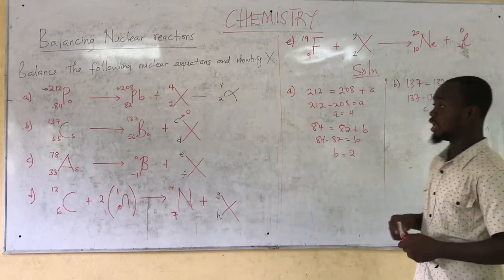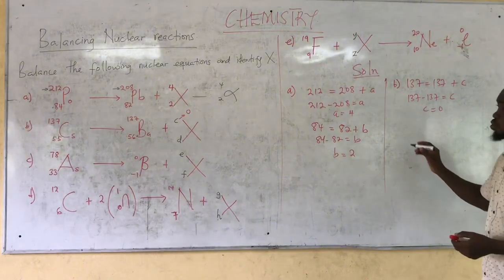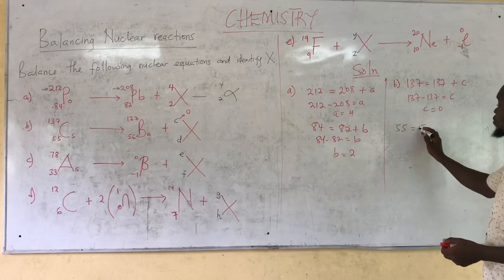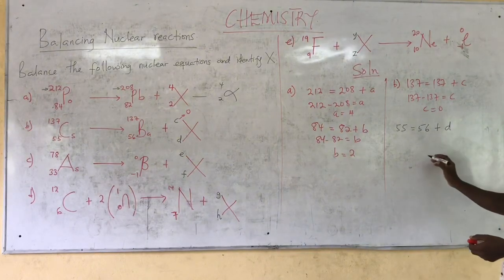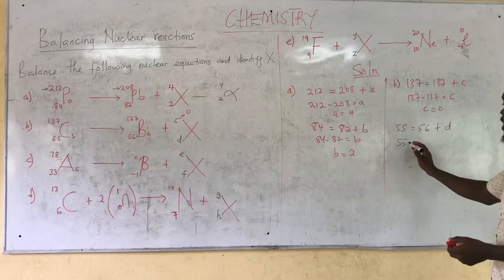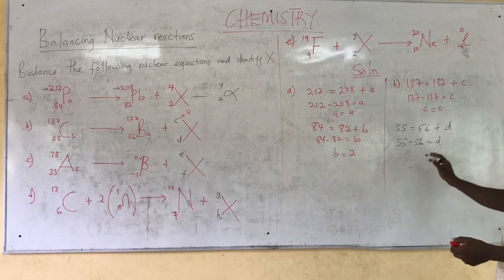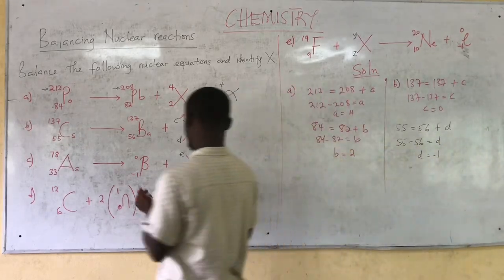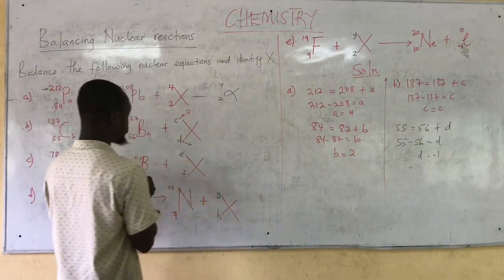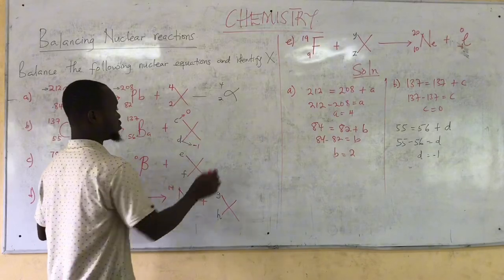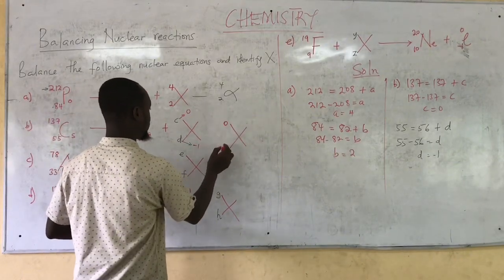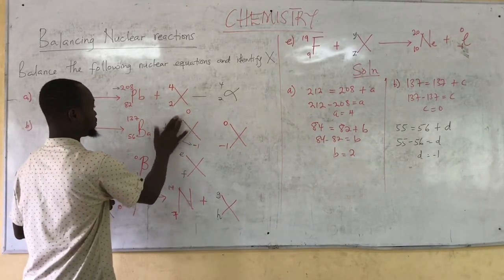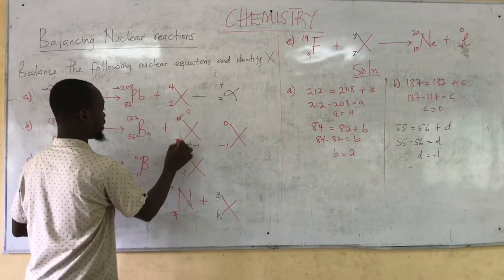Is that okay? Now let's move on to the proton number. So with atomic number, we have 55 must be equal to 56 plus D. So we just make D the subject. We have 55 minus 56, and that is equal to D. Therefore, D will be equal to what? Minus 1. So it means that our value for D here is also minus 1. So our X becomes 0, minus 1. Is that okay? Or let me write it here. Here is 0, and then here is minus 1.